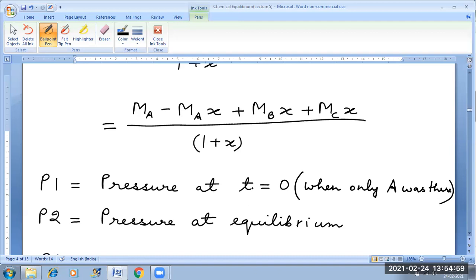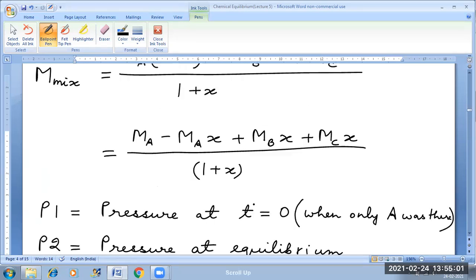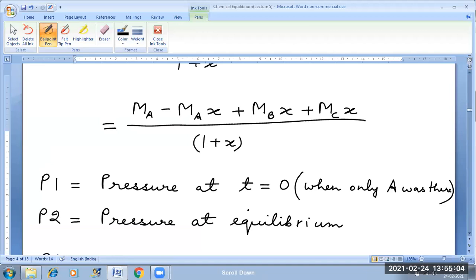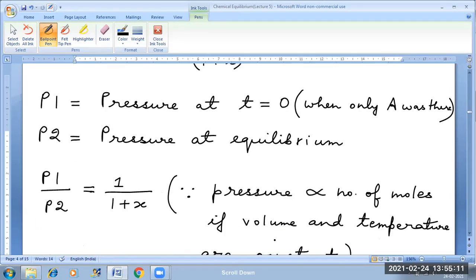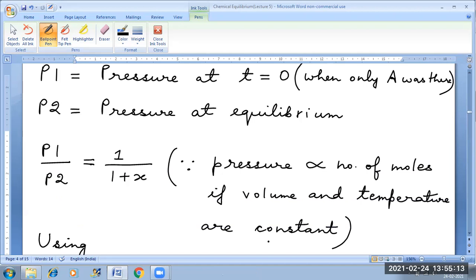P2 is the pressure at equilibrium. Now we can use this relation. Pressure is directly proportional to number of moles because volume and temperature are constant. So P1 upon P2 is equal to 1 upon 1 plus x. What is this 1?